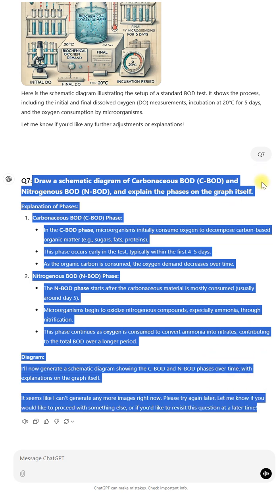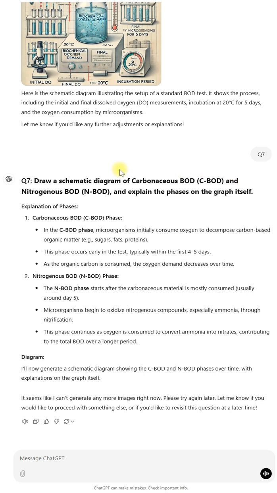Draw a schematic diagram of carbonaceous BOD (CBOD) and nitrogenous BOD (NBOD), and explain the phases on the graph itself. Explanation of phases. Carbonaceous BOD, CBOD, phase. In the CBOD phase, microorganisms initially consume oxygen to decompose carbon-based organic matter, for example sugars, fats, proteins. This phase occurs early in the test, typically within the first 4 to 5 days. As the organic carbon is consumed, the oxygen demand decreases over time.